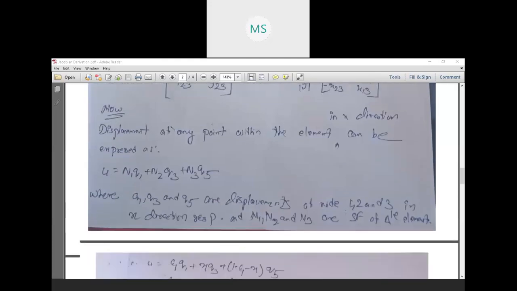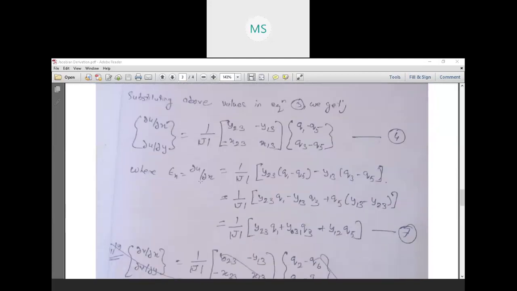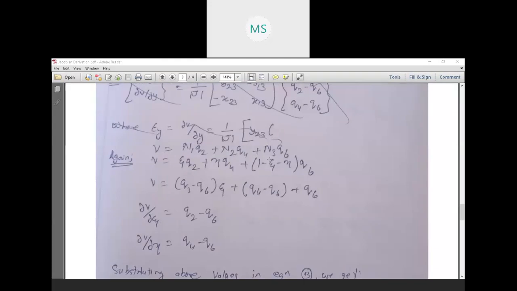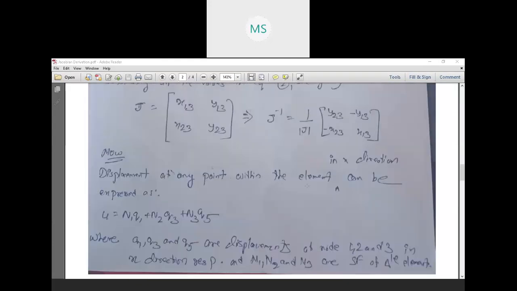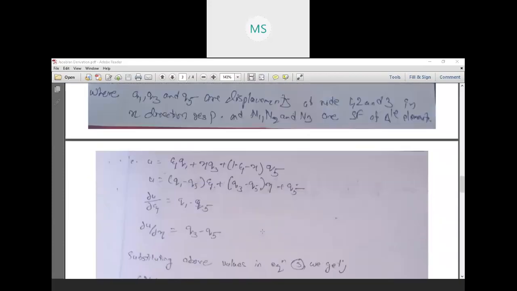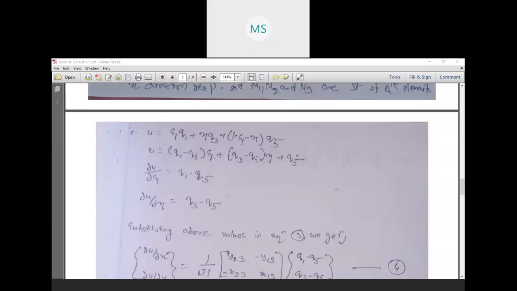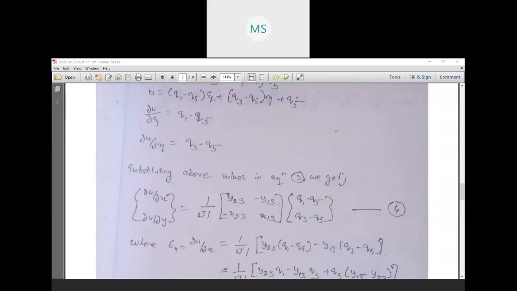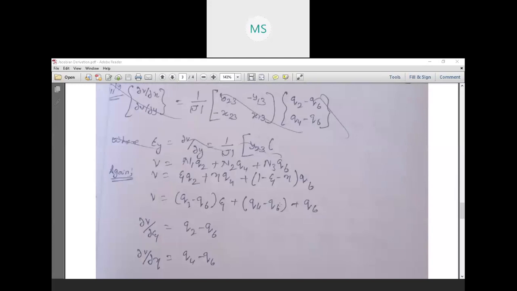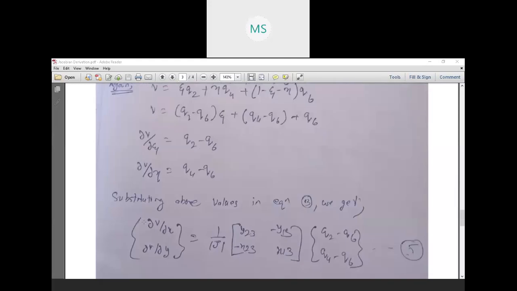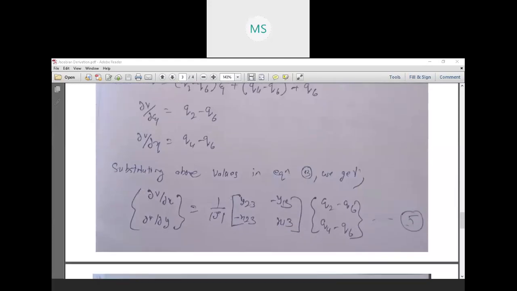Now, what we have to do next is find the displacement. For displacement in the x direction, we have q1, q3 and q5. Similarly, in the y direction, we have q2, q4 and q6. Once we have done Q1, Q3 and Q5, substituting the values of N1, N2 and N3 and differentiating with respect to eta and zeta, we got something like this. Let it be equation number 4, which we have substituted in equation number 3. Similarly, we will do for the y direction, considering Q2, Q4 and Q6. So equation number 3 will become like this.